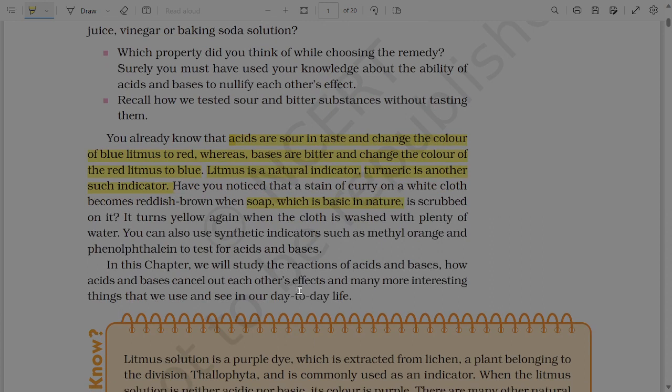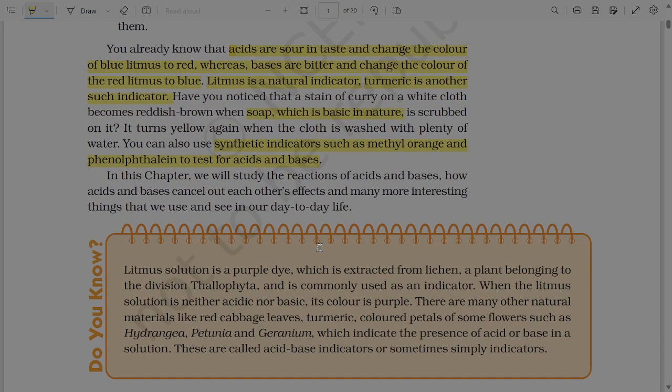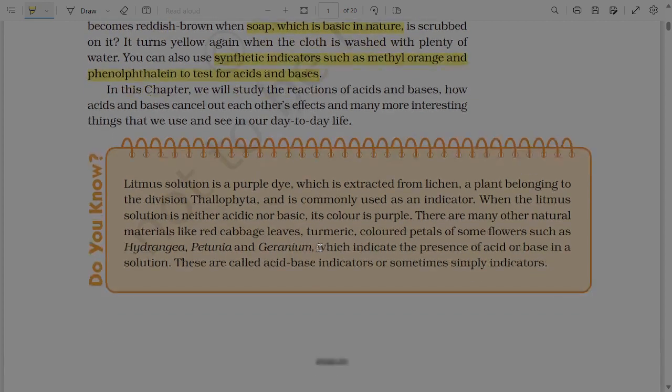We can also use synthetic indicators such as methyl orange and phenolphthalein to test for acids and bases. So, in this chapter, we will study the reactions of acids and bases, how acids and bases cancel out each other's effect, and many more interesting things that we use and see in our day to day lives.